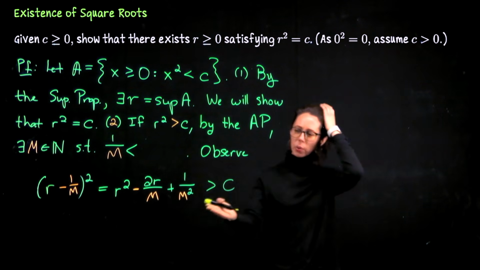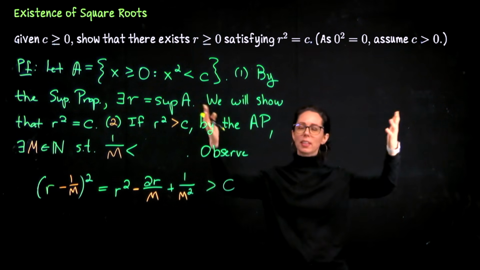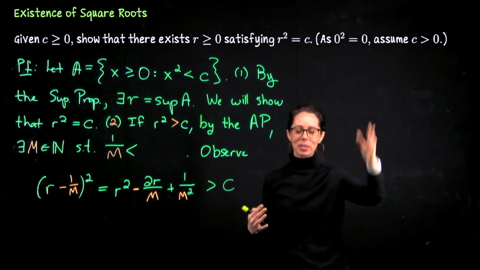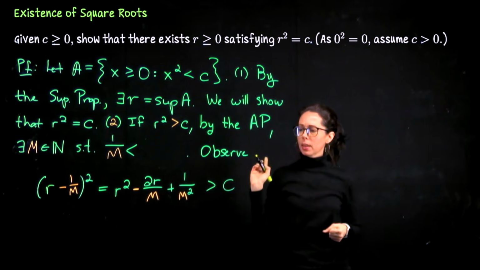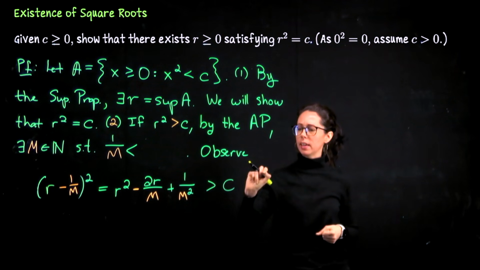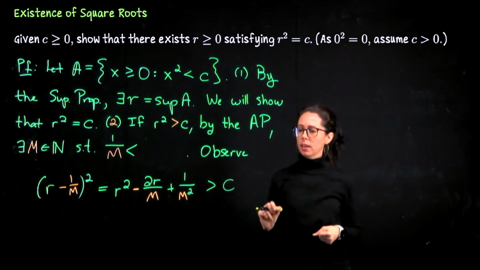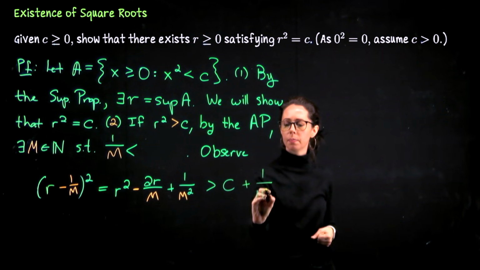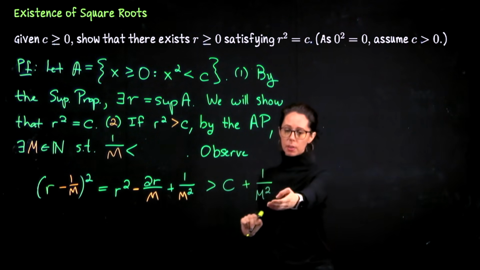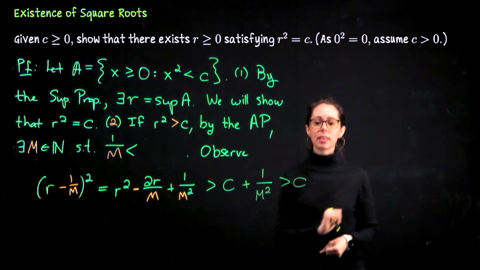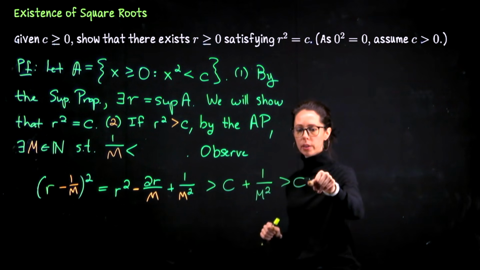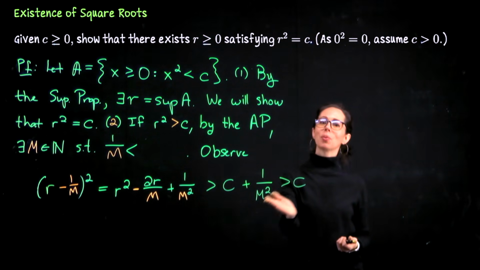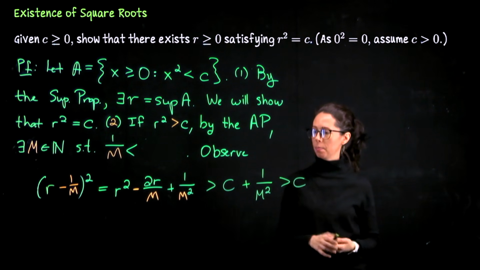I also don't want to work with square terms because we're trying to establish the existence of square roots. So I don't want to use anything about square roots yet. So let's see what we can do with this. If this expression is bigger than c, perhaps I could make it bigger than c plus 1 over m squared. If it were bigger than c plus 1 over m squared, then yes, that would be bigger than c. So instead of getting to c on the right-hand side immediately, maybe I can get to c plus 1 over m squared, which allows me to conclude that it's bigger than c.